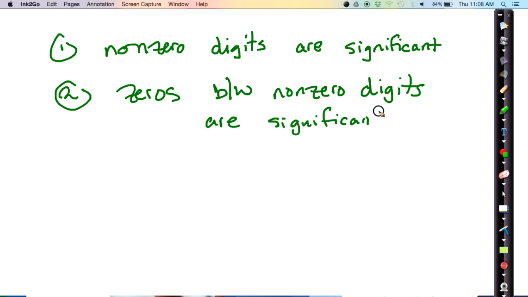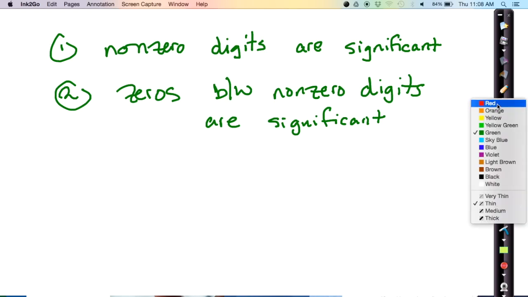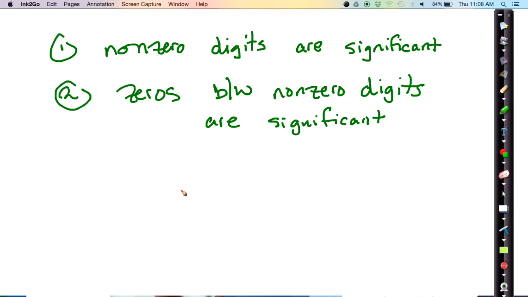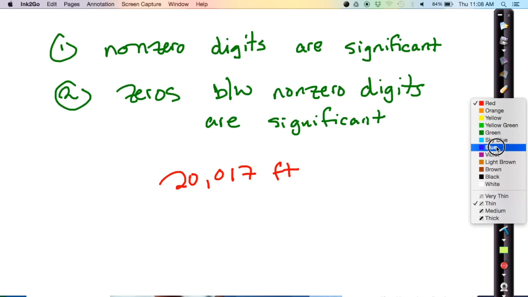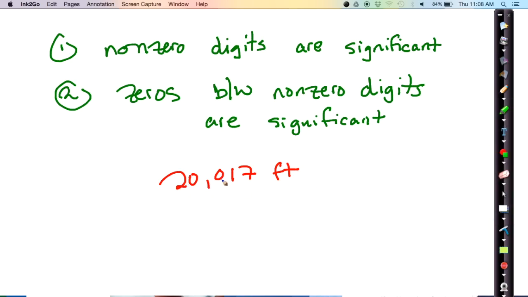So let's take a look at an example of what this might look like. Let's say we had a number 20,017, let's say feet, measuring distance here. So looking at the sig figs, immediately we recognize the non-zero digits 2, 1, and 7 as being significant. So we have at least 3 significant figures or digits in this measurement.